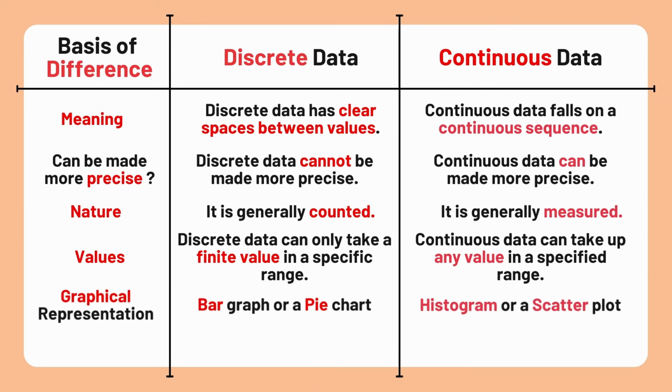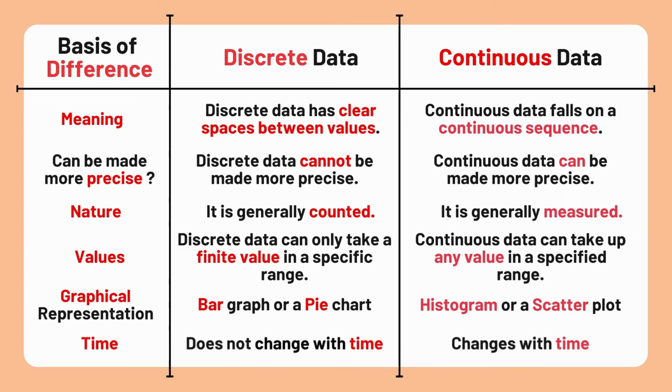Discrete data is represented by a bar graph or a pie chart, while continuous data is represented by a histogram or a scatter plot. The last basis of difference is changes with time. Discrete data do not change with time, while continuous data changes with time.